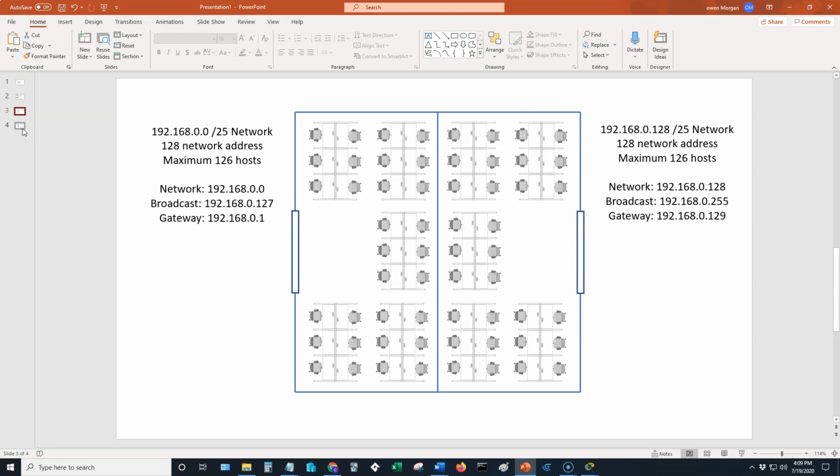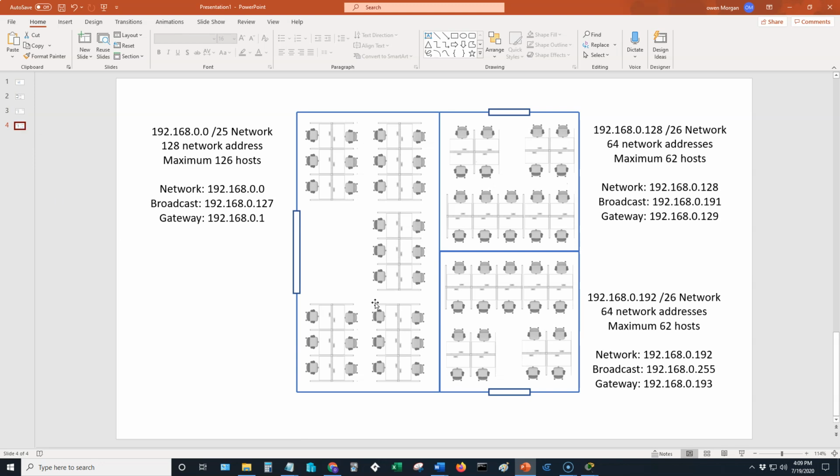Now if we break this down a little more, what I've done is I've taken the second half of our building and broken it in half. So notice that I have 128 potential addresses here. I took my 128, broke it in half so that each area has 64. This way of breaking up subnetting is known as variable length subnet masking, because we are varying the way that we're breaking apart the subnets.